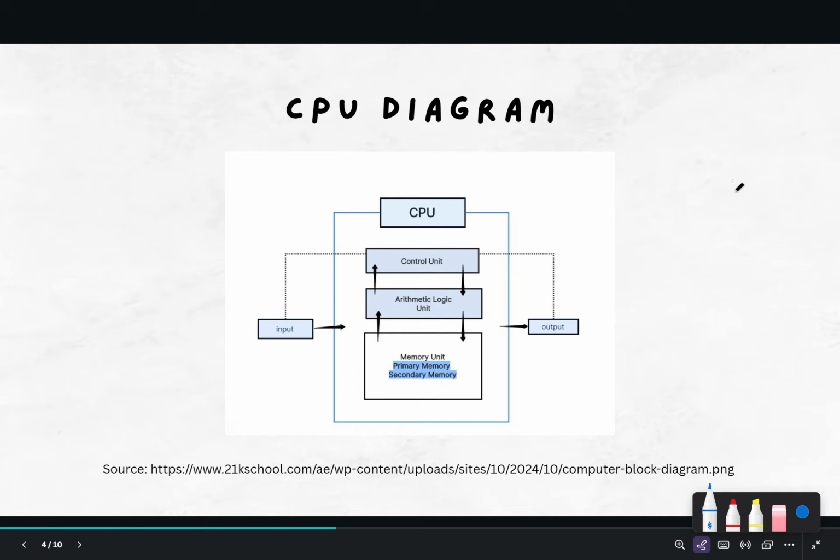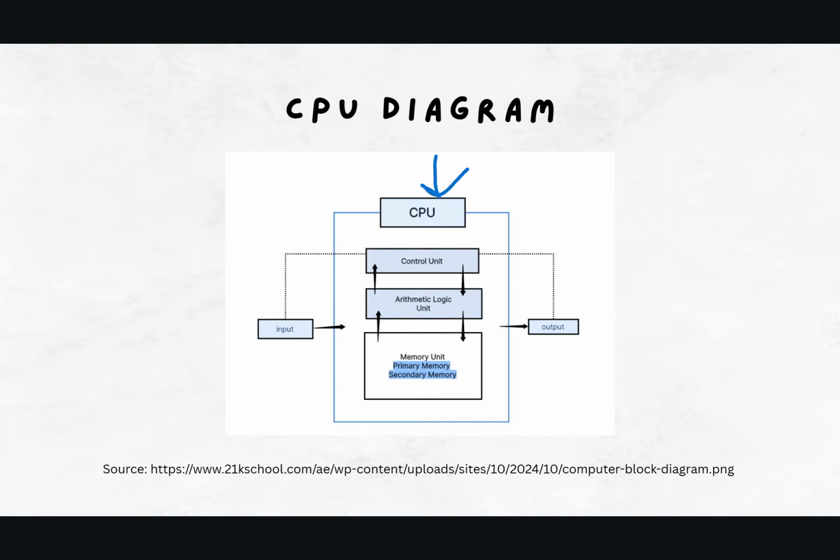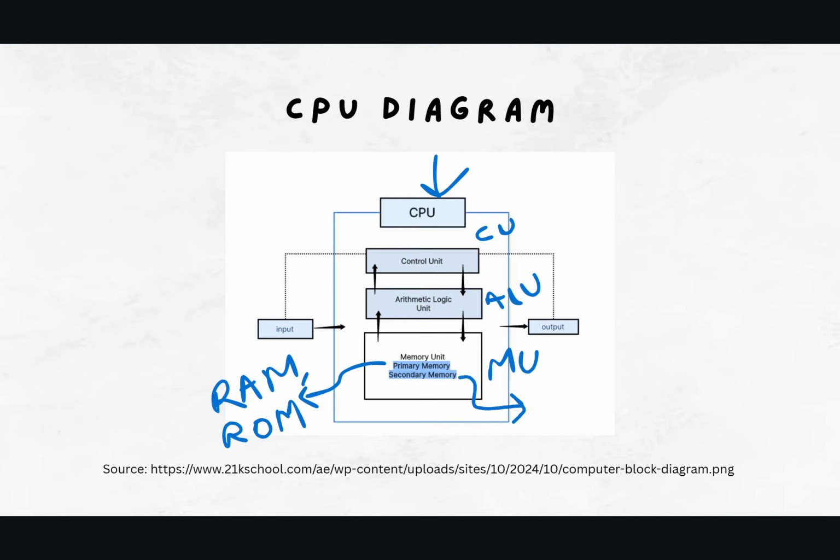So that's our CPU diagram. This is the main CPU block, that's our CU, that's our ALU. And what is this? This is the MU or the memory unit. So what's primary memory? Primary memory is RAM, random access memory, and ROM, read-only memory. And what's secondary memory? All the external devices like HDDs, SSDs, and etc. Okay, and these are our input and output devices. And this flow of the data is what is managed by the CU.